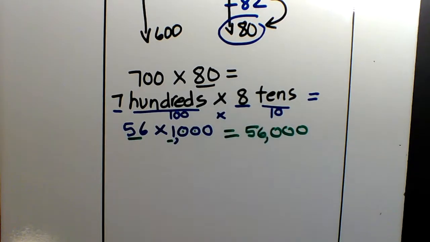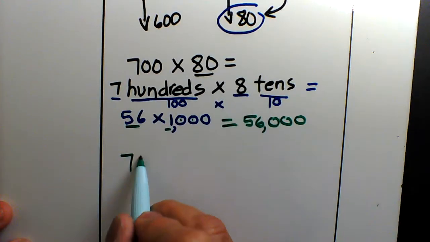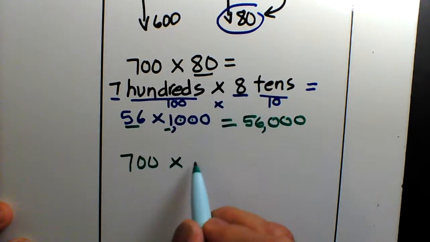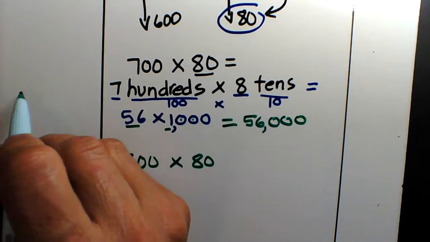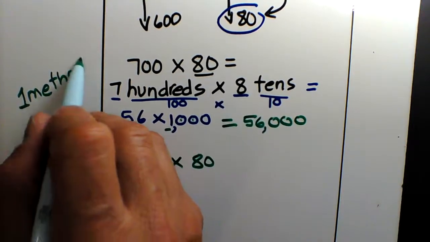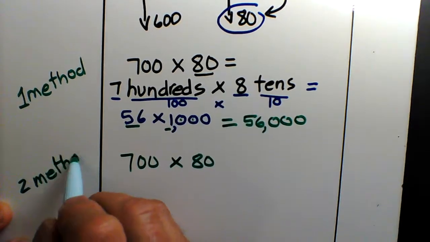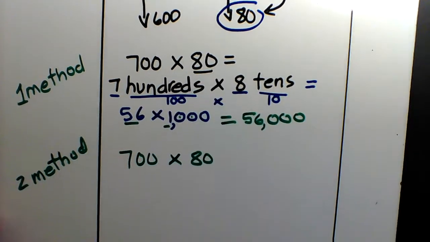Okay, now we're going to use the distributive property for the next problem. So I want you to pay attention closely. Now we're going to rewrite the same way, 700 times 80. And this is one method. That means one way to solve the problem. And this is method number 2. Either or, whatever you prefer, it's good for you to use.